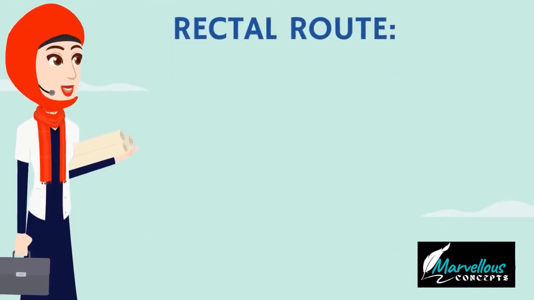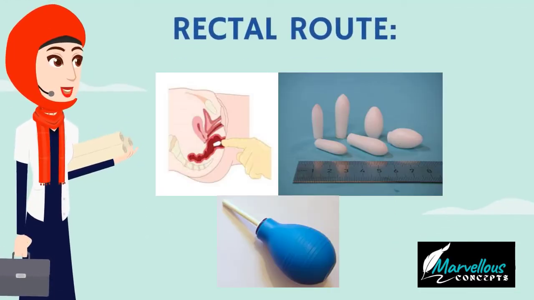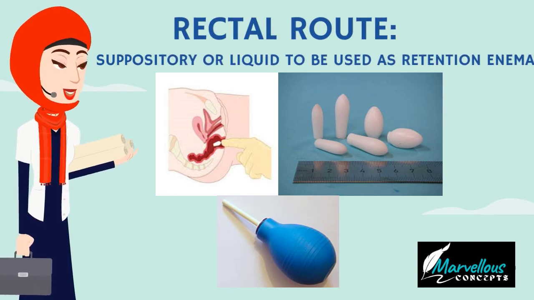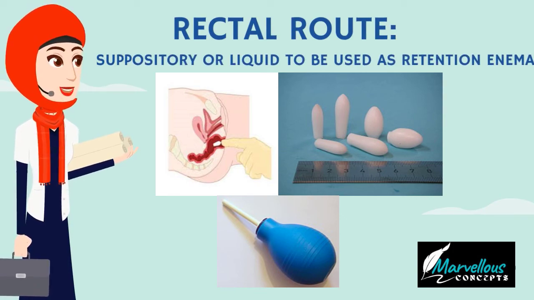Rectal route. Rectal administration of medication is sometimes required. Many soluble medications can be absorbed in the bloodstream by the rectal mucosa. Rectal medicines might be in the form of a suppository or a liquid used as a retention enema. Unlike the oral route, the rectum can be used to give irritating or unpleasant medications. When a patient has chronic vomiting or is unable to swallow, the rectal route may be preferable. In addition to local administration, this method can be applied for systemic drug administration.